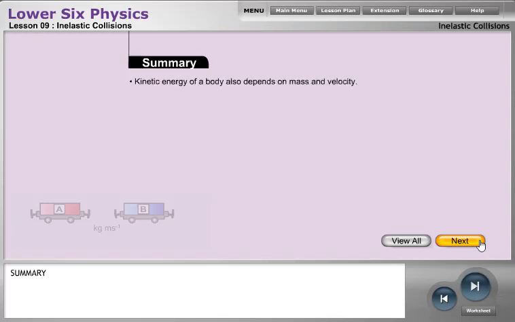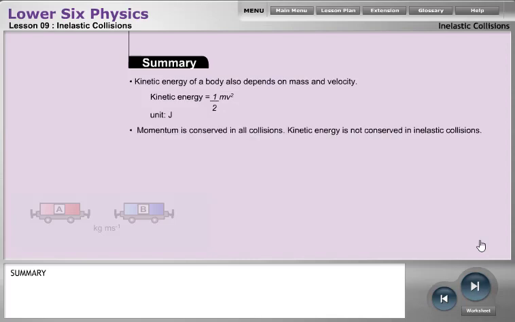Kinetic energy of a body also depends on mass and velocity. Kinetic energy equals half mv squared. Unit: Joule. Momentum is conserved in all collisions. Kinetic energy is not conserved in inelastic collisions.